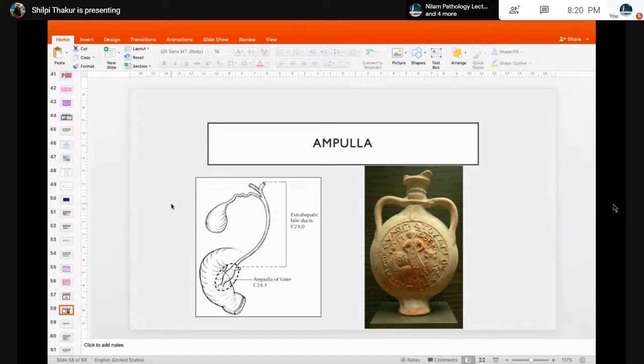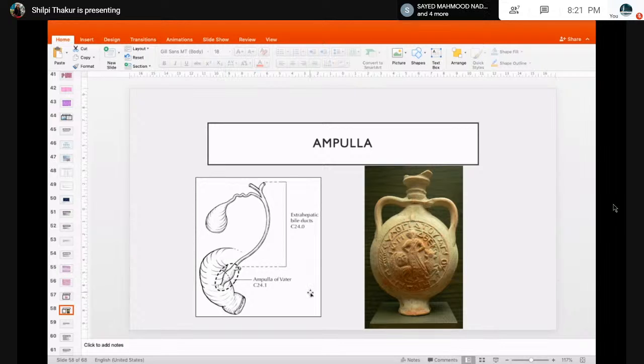So what is the ampulla made up of? The extrahepatic bile duct and the pancreatic duct. When they combine, the junction at which they combine gives rise to a dilatation, which opens into the duodenum. This is known as the ampulla of Vater.